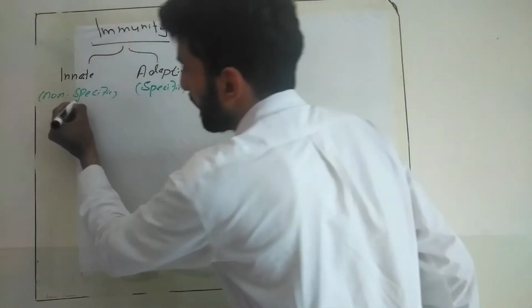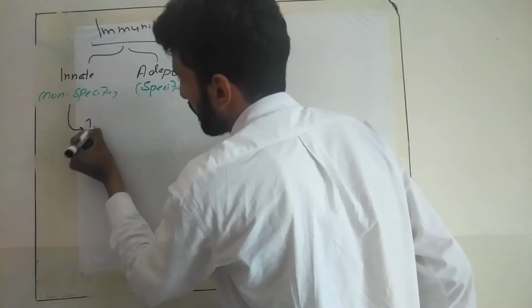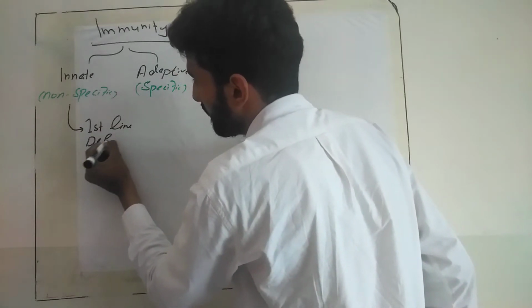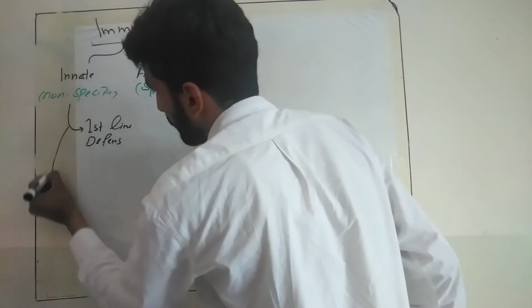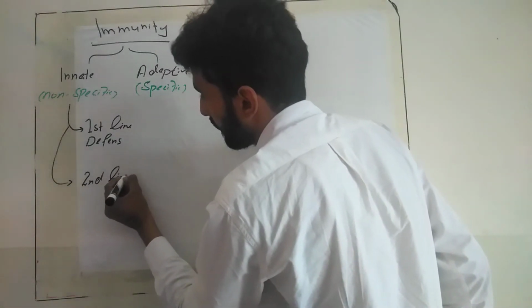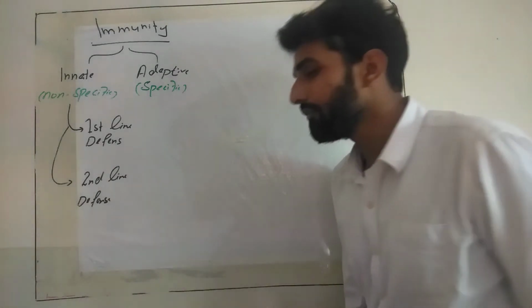So innate immunity basically, we can still divide it into first line defense and second line defense. So what is first line defense?